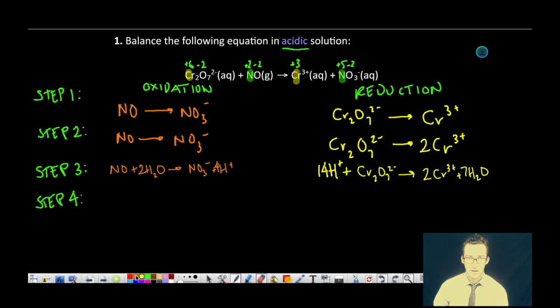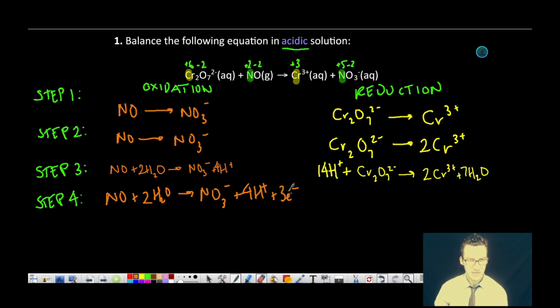Step 4. Okay, and as we look at our oxidation half reaction and try to balance it for charge, there's no charge on the left-hand side of the reaction, but on the right-hand side, we've got a -1 from the nitrate ion and 4 positive ones, which means we've got a total of +3 charge on the right-hand side. So in order to balance out our charge for the oxidation half reaction, we're going to have to add 3 electrons to the right-hand side. And notice now the total charge on the right-hand side is going to match the total charge on the left-hand side, which is 0.